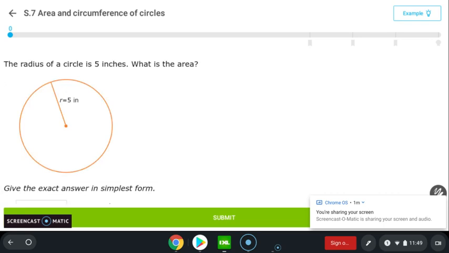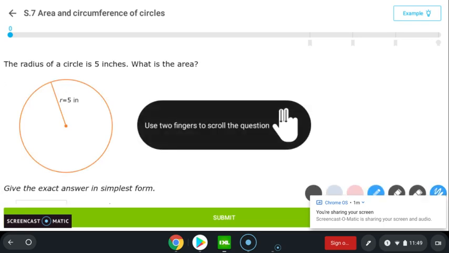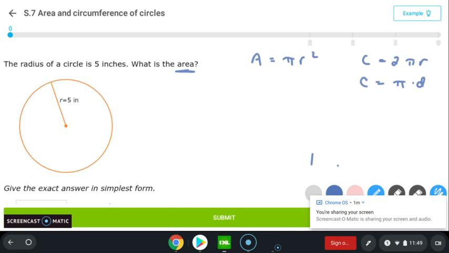So there are a couple different types of problems with this IXL, and so you really have to pay attention to what they're asking for. They might ask for the area, and remember the area of a circle is A equals pi r squared, or sometimes they ask for the circumference, which is either 2 pi r, or pi times the diameter. So either of those would work, but definitely pay attention to which one IXL is looking for. So here it asks for the area, so we'll use our area formula.